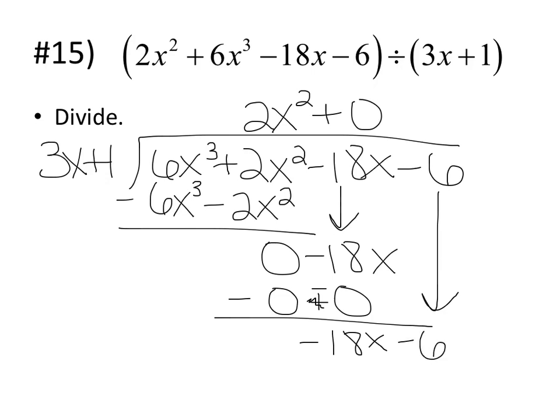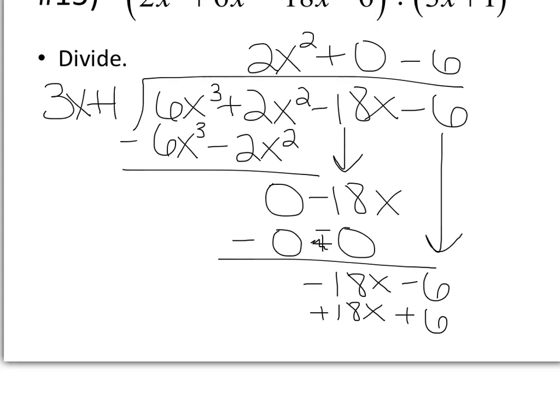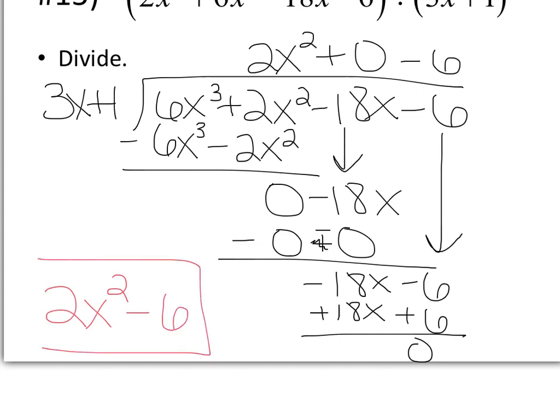Do the whole process again. 3x times what gives me negative 18x? Negative 6. Negative 6 times 3x is negative 18x. Negative 6 times 1 is negative 6. Change your signs. Your remainder is 0. So your answer, and I'm actually going to write this over here because I want to get rid of that 0, is 2x squared minus 6. You don't write plus 0 in your answer.